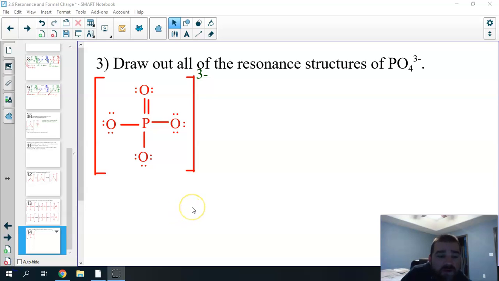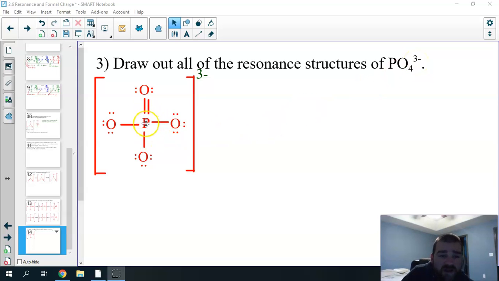All right, so I've got one structure done for you. Now, I just want to recap and make sure that we're all on the same page and that we get the exact same starting point before we start doing our resonance. So we have in this molecule phosphorus, which is 5 valence electrons, and 4 oxygens, which is another 24, because there's 6 valence electrons each. So 5 plus 24 is 29. The 3- charge gives us 3 more, so we're up to 32.